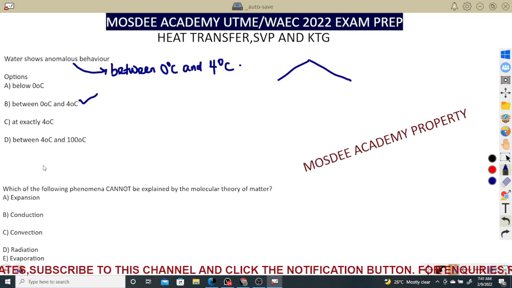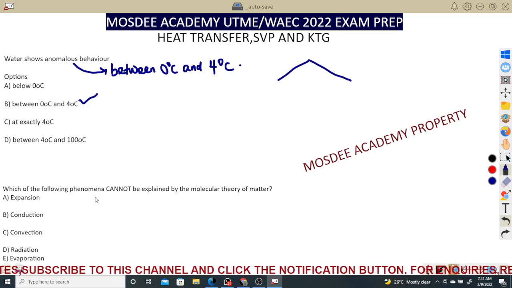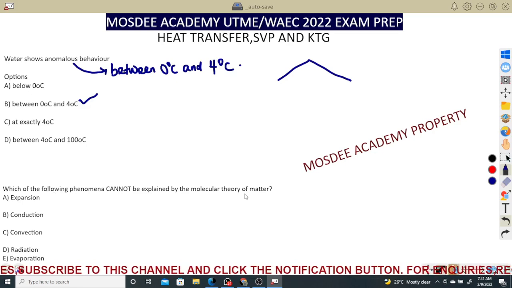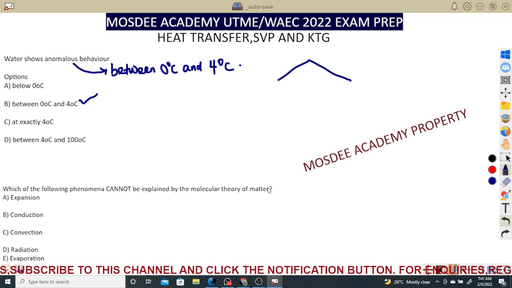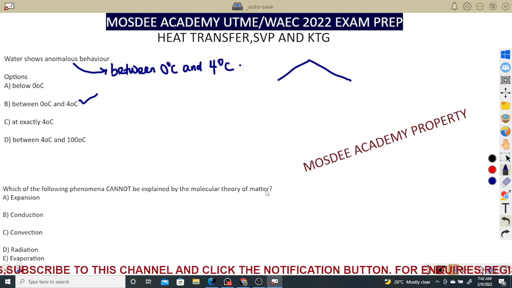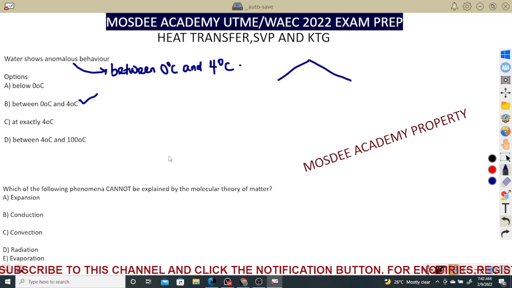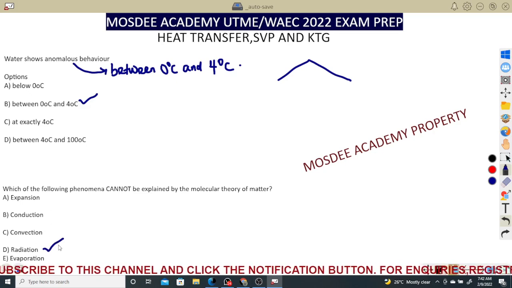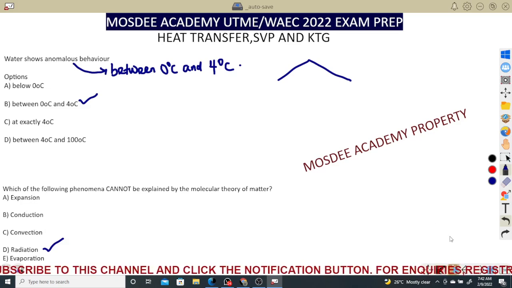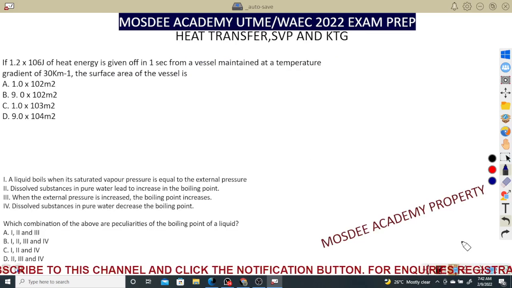Now, I think maybe the last one, because this is number 10, if I'm not mistaken. Which of the following phenomena cannot be explained by the molecular theory of gas? We have talked about that before. This is under modes of heat transfer. And the only one that cannot be explained is the one that is electromagnetic. We talked about electromagnetic out of the modes of heat. We talked about radiation. We don't need to waste time because we have studied this concept before. So let's check if we have more.